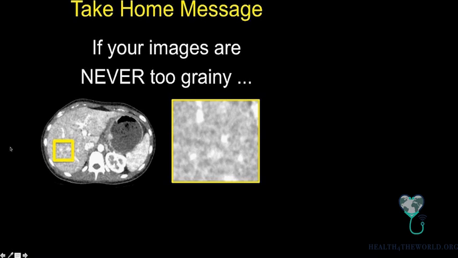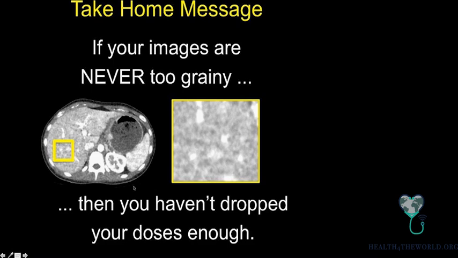It reminds me of when I was rotating through the intensive care unit, and one of the attending physicians told me, if you've never had failures and having to reintubate patients that you just extubated, if you're never having to reintubate, then you're not extubating soon enough. You should accept a small failure rate to know that you're right at the appropriate threshold of when to pull the trigger. So if your images are never too grainy, if you've never seen this before, then you haven't even probably tried to start dropping your doses.